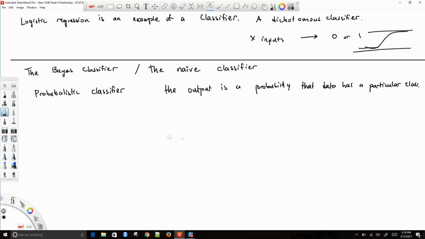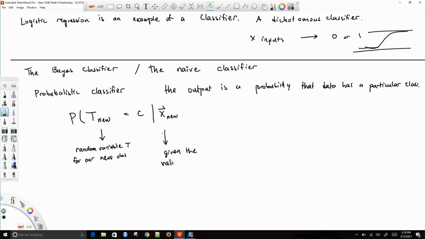Okay, so we write something such as the probability that the random variable for our new classification, so this is the random variable t for our new observation, is equal to class C given the values of the new observation and the existing training data.